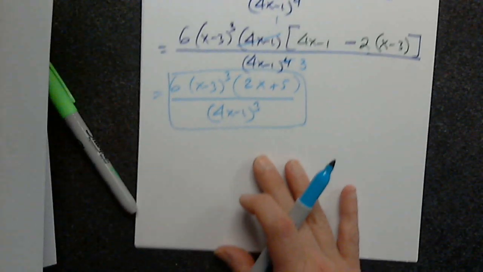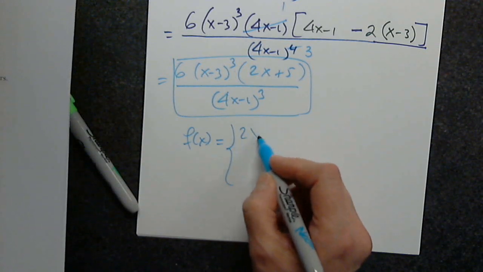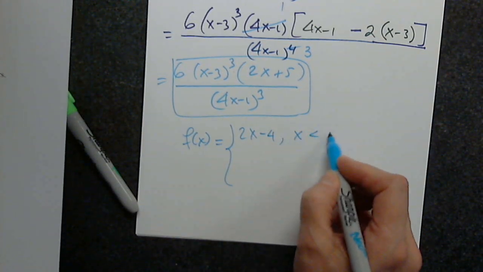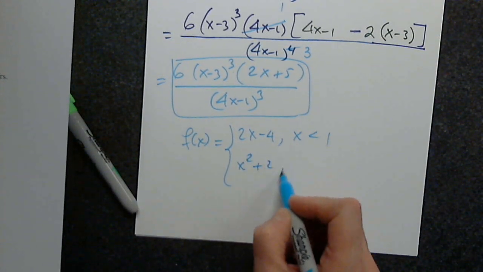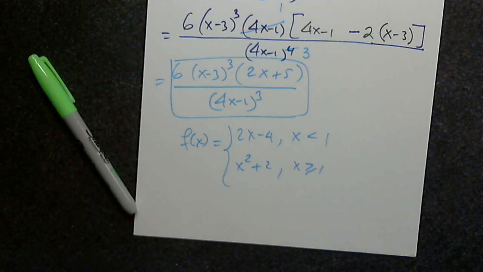So we want to look at 8, and 8 is f of x, and this is 2x minus 4, x less than 1, x squared plus 2 for x greater than or equal to 1. So here we're asked to find the domain and range and graph this function. So what type of function is it? It is a piecewise defined function.